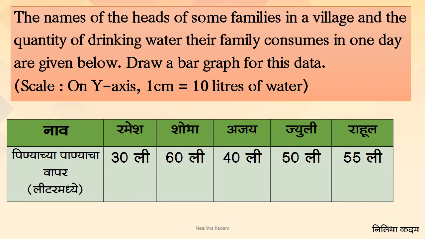Names of the heads of some families. These are the names of the heads: Ramesh, Shobha, Ajay, Julie and Rahul. Okay. And they are using a quantity of drinking water in liters. So draw a bar graph for this data. On the y-axis they have given the scale, that is 1 centimeter equals 10 liters of water.